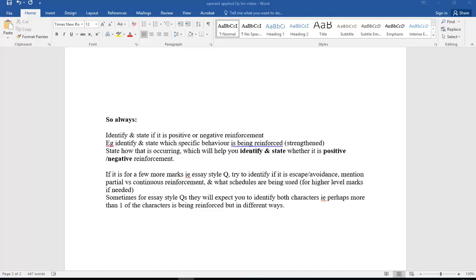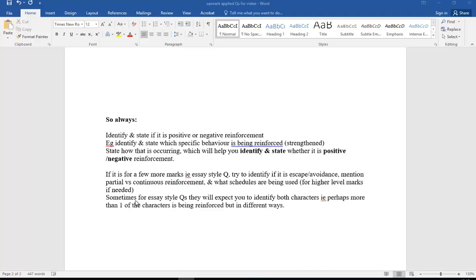Okay, so specific schedules of reinforcement. We've got fixed interval, variable interval, fixed ratio, and variable ratio. Interval is over time, and ratio is the number of times the response happens. Okay, so I've got a separate tiny little video outlining those as well that you can have a look at. So schedules of reinforcement could be included.